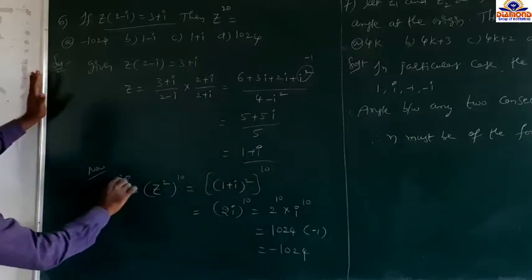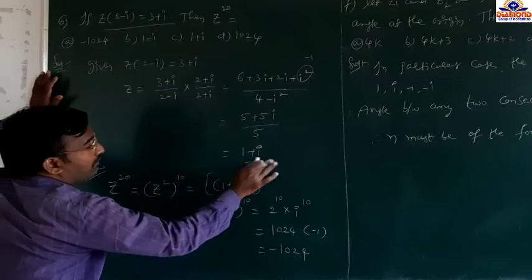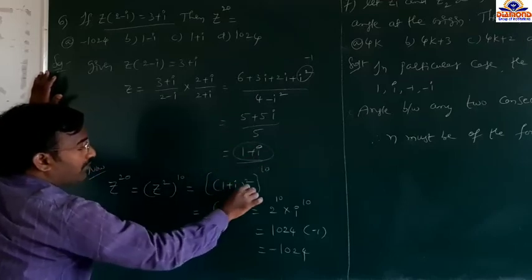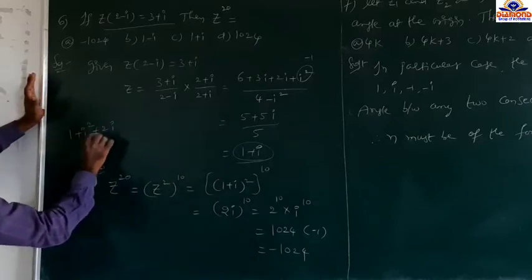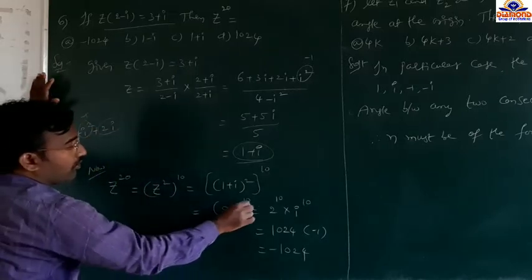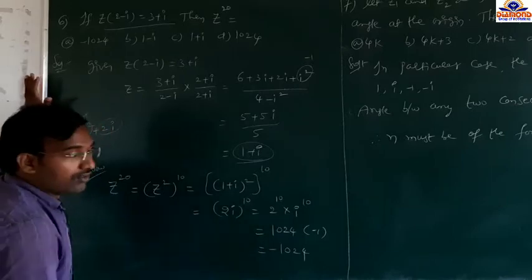Now z power 20 equals (z square) power 10. So z square is nothing but (1 plus i) whole square, power 10. (1 plus i) whole square is nothing but 1 plus i square plus 2i. I square value is minus 1, so minus 1 plus 1 cancel. Remaining is 2i only. So (2i) power 10 is nothing but 2 power 10 into i power 10. 2 power 10 value all of you know, 1024.